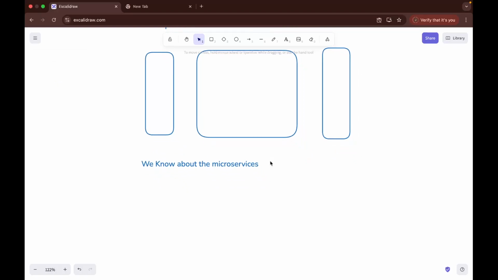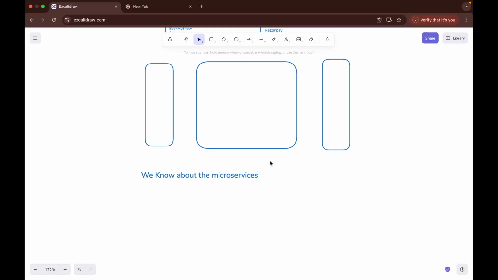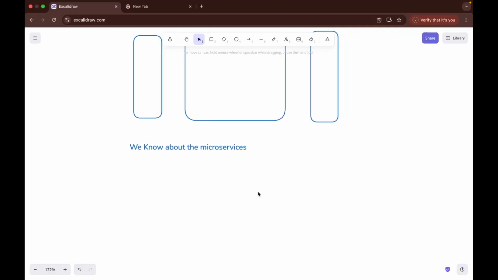So we know about the microservices. Before we develop our project, the latest approach is the microservice approach. We use microservices as a better approach, and it also improves the scalability and maintainability of the application.